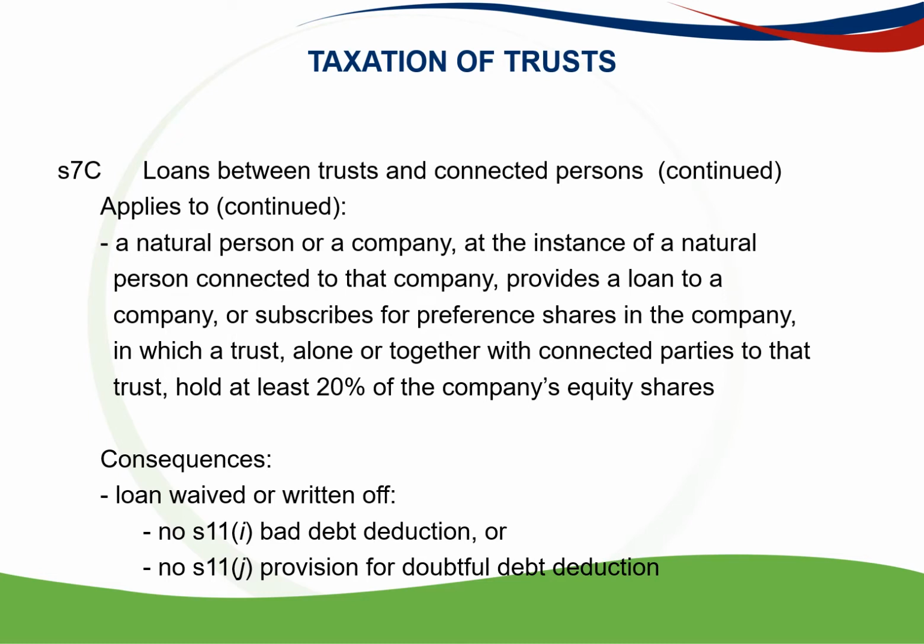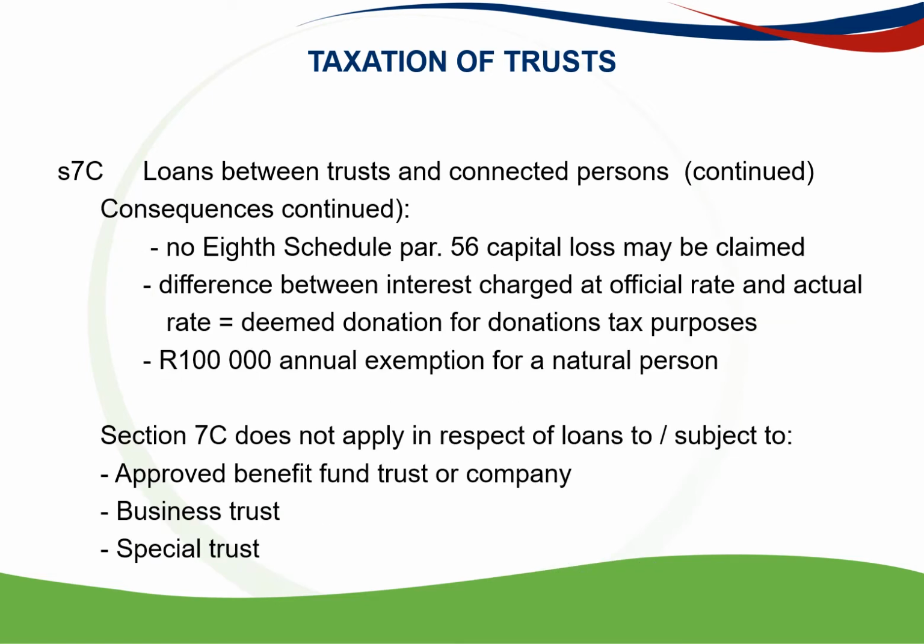And the consequences of Section 7C: a loan that's waived or written off, there is no Section 11(i) bad debt deduction or no Section 11(j) provision for doubtful debt deduction. There will also be no Eighth Schedule Paragraph 56 capital loss that can be claimed when the loan is written off. And the difference between the interest that's charged at the official rate, SARS's official rate, and the actual rate is deemed to be a donation for donations tax purposes.